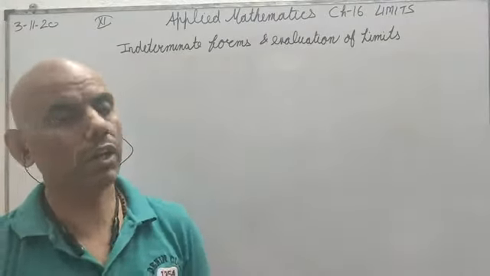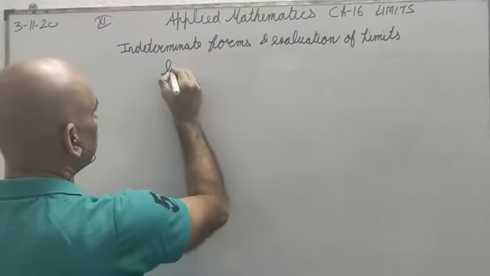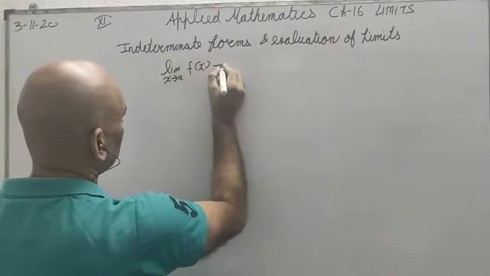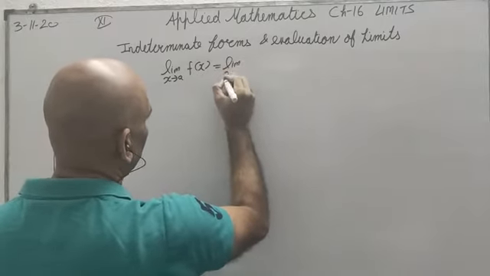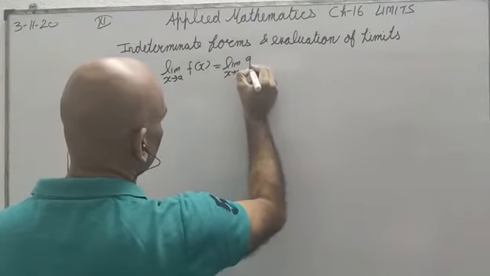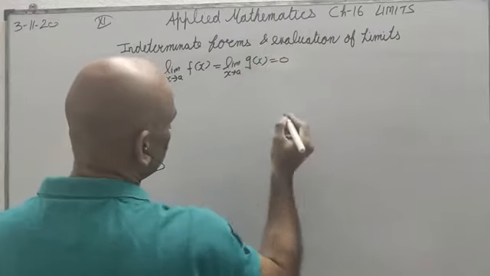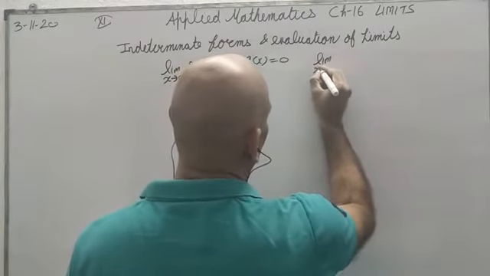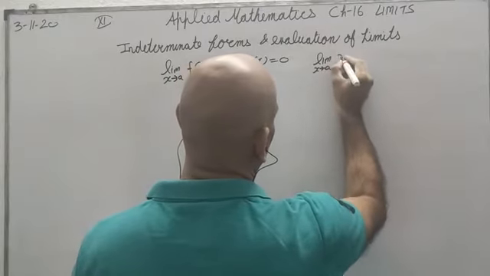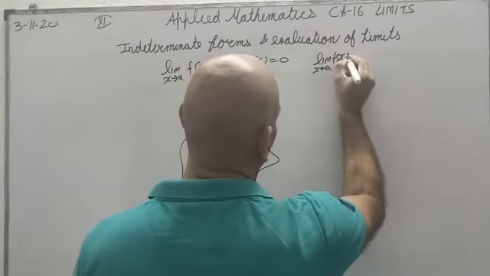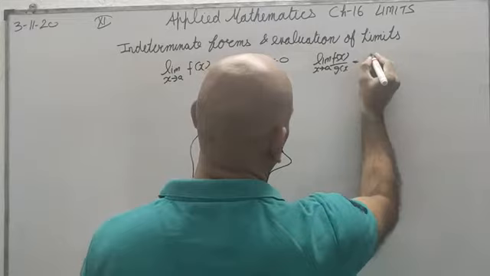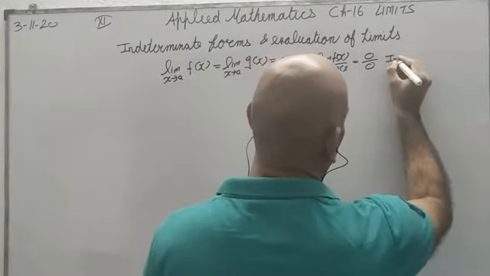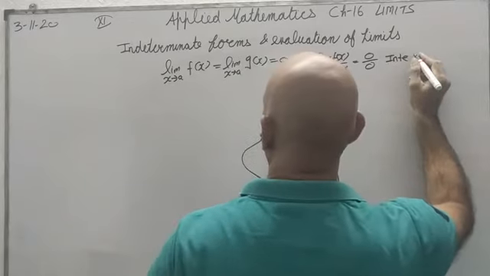Look, if limit x tends to a f(x) and limit x tends to a g(x) are both equal to 0, then limit x tends to a f(x) upon g(x) will be 0 upon 0, which is called the indeterminate form.